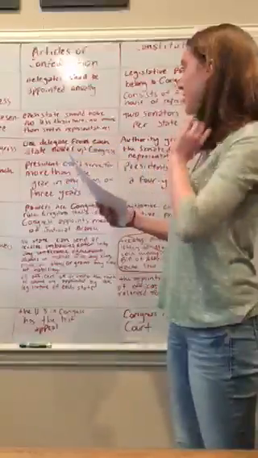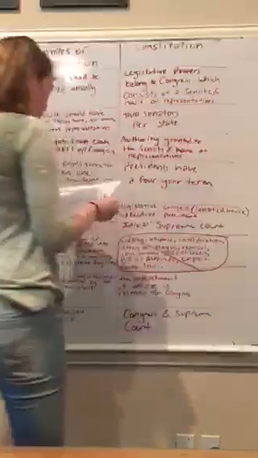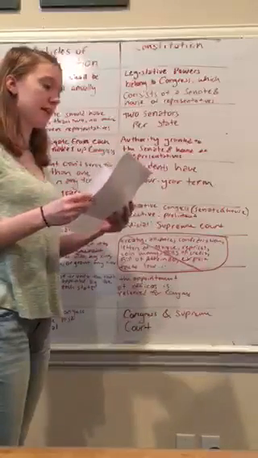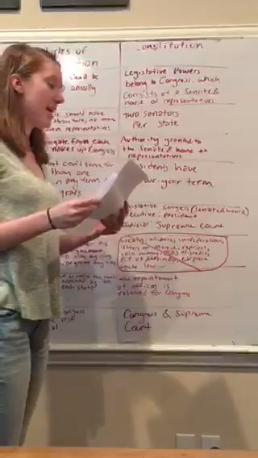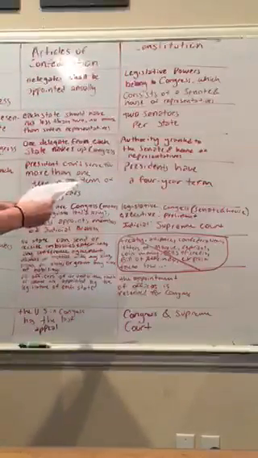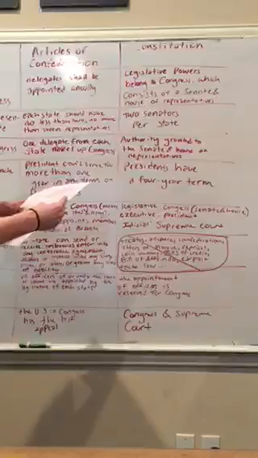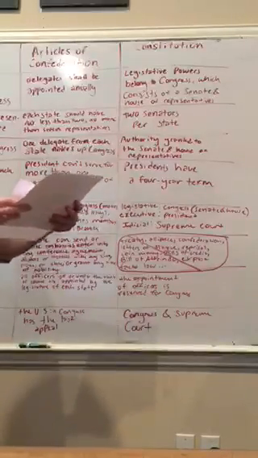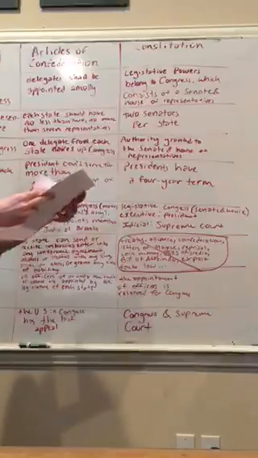According to the Constitution, however, it says, all legislative powers herein granted shall be vested in a Congress of the United States, which shall consist of a Senate and House of Representatives. So it says that authority is granted to the Senate and House of Representatives. That's according to the Constitution.